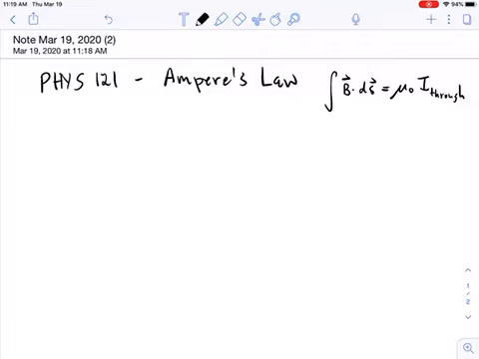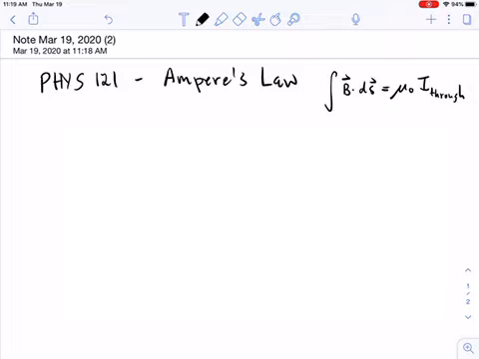What we're going to try to do today is come up with something that is in some ways analogous to Gauss's law for electric fields, but we're going to develop Ampere's law, which is going to give us a way to calculate magnetic fields for some important situations.